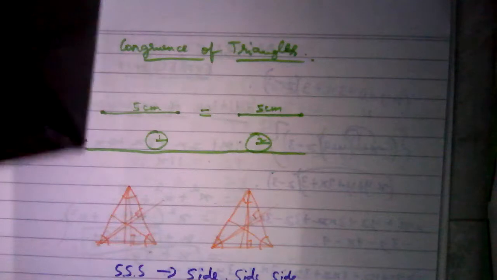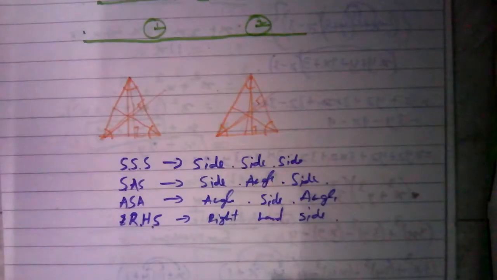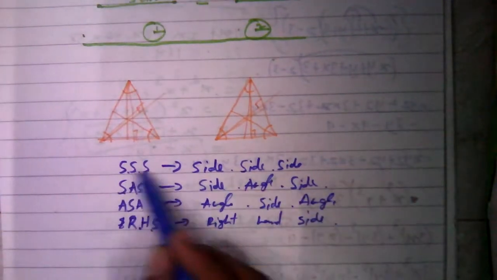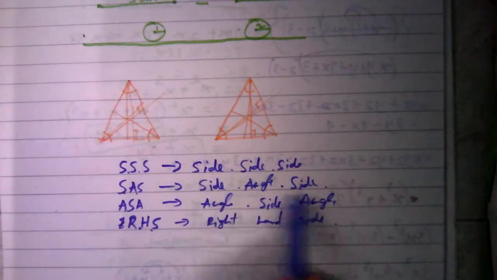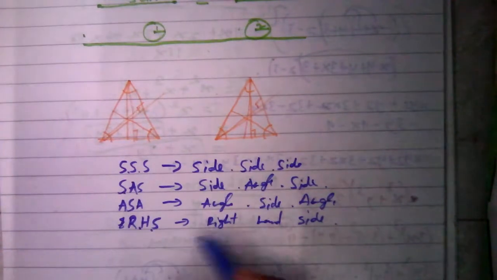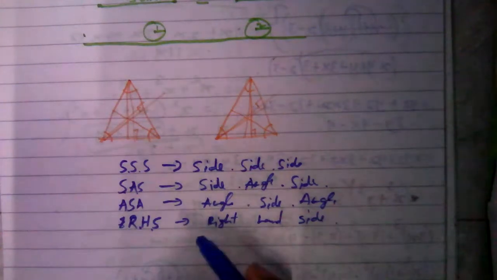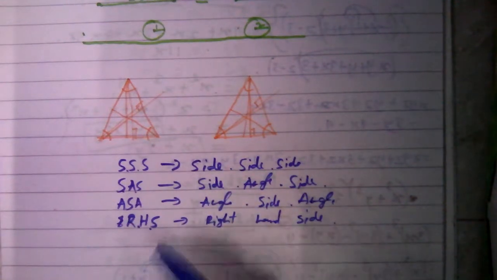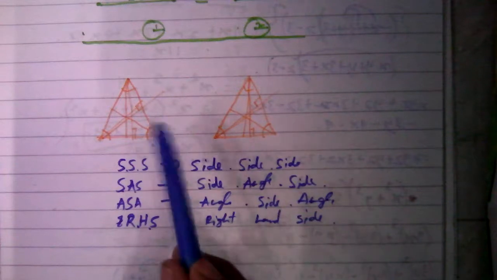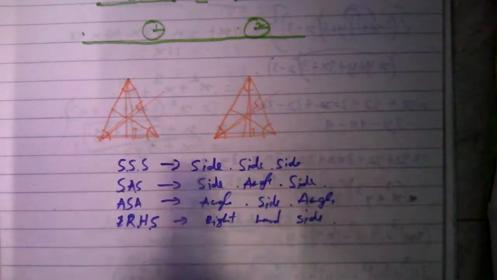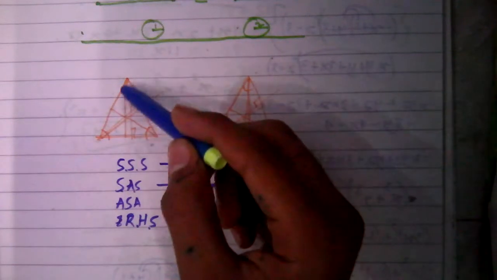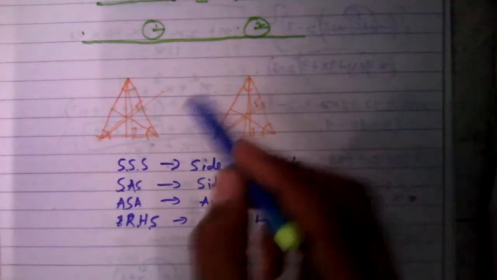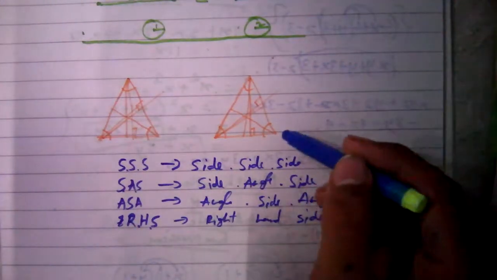And what do we mean by them? This is SSS, side side side; this is SAS, side angle side; ASA, angle side angle; RHS, right hand side. SSS means that the lengths of each side of a triangle are equal to the corresponding sides of the other triangle. So when this side equals this side, and this equals this, then it is said to be congruent by the SSS rule.